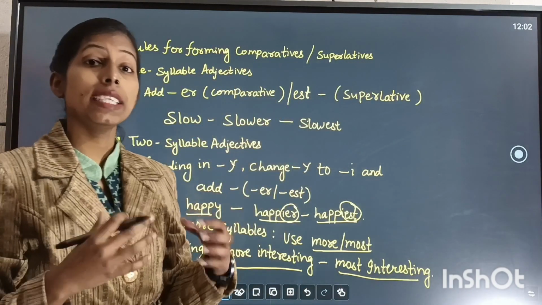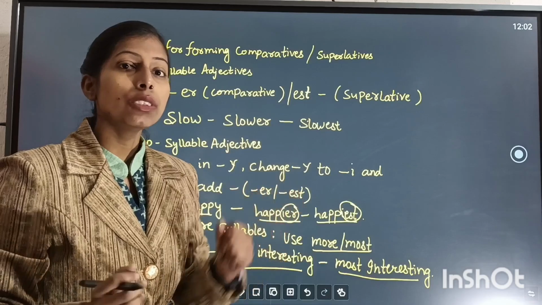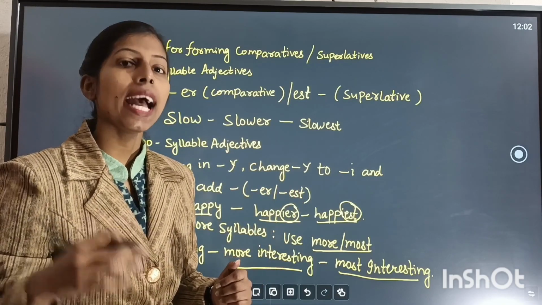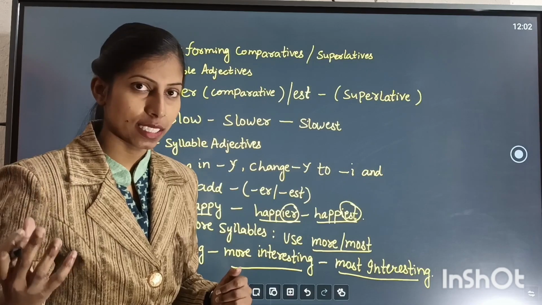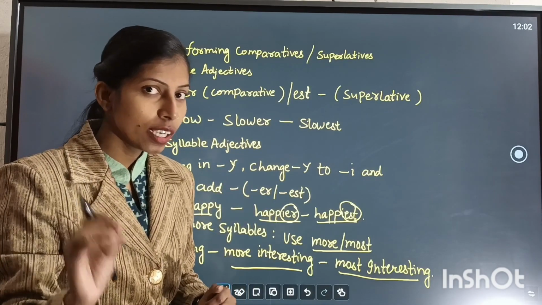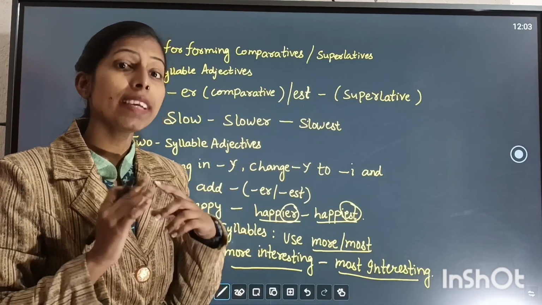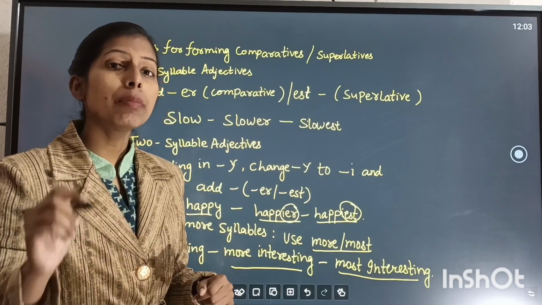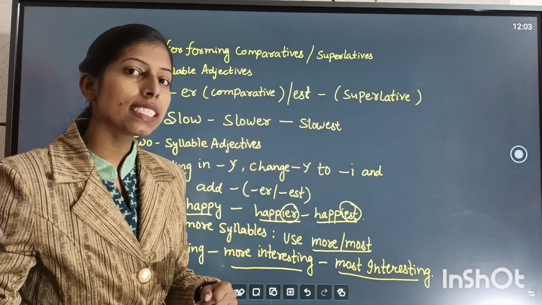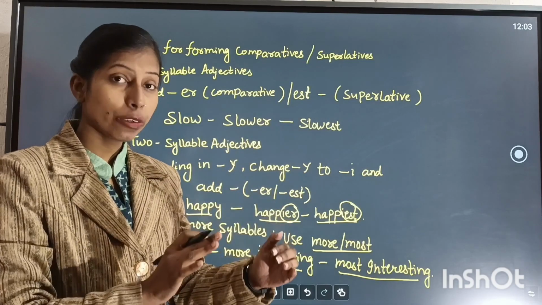Other irregular adjective words are, for example, good. The comparative degree is better, and the superlative degree is best. For example, bad is a word, and for the comparative and superlative degrees, the comparative is worse, and the superlative is worst. Some words are irregular.